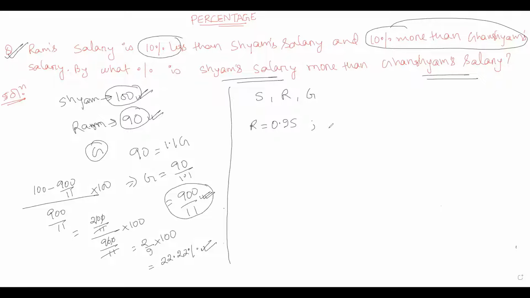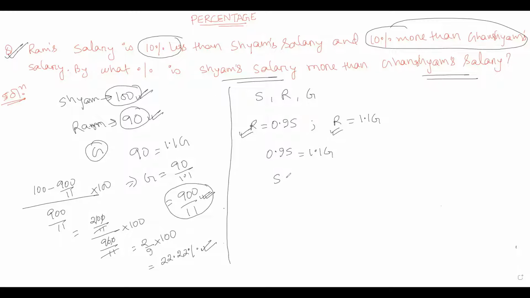In a similar way, Ram's salary is 10% more than Ghanshyam's salary. So Ram's salary is 110% of Ghanshyam's salary. So that would be 1.1 times Ghanshyam's. Now I need to find what percentage Shyam's salary is more than Ghanshyam's salary. So I need to have a relation between S and G. So by equating these, I can say that 0.9S would be equivalent to 1.1G.